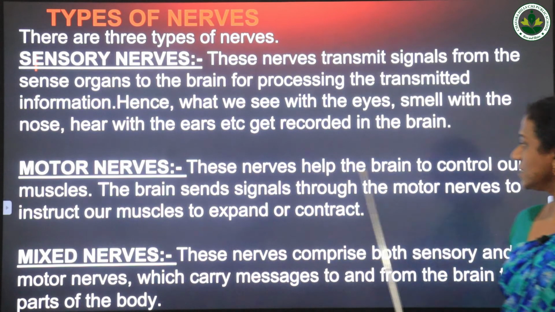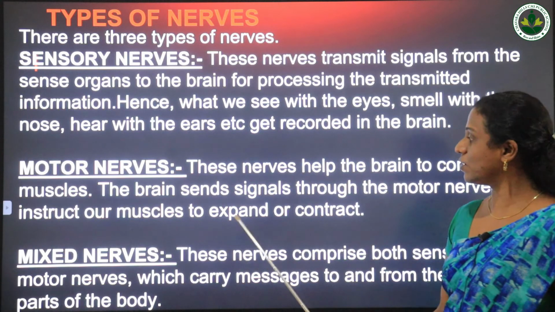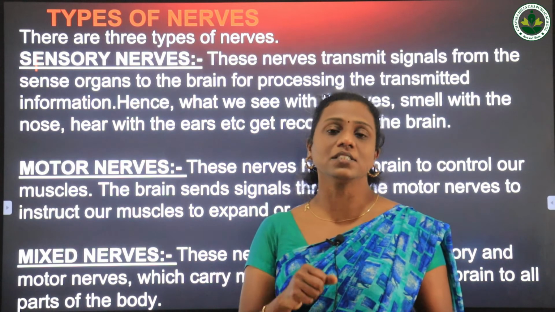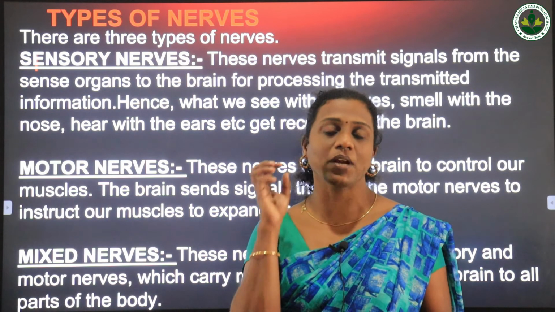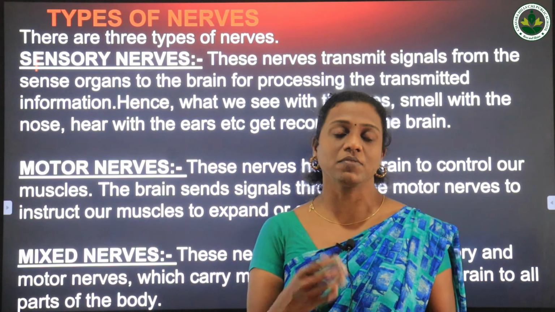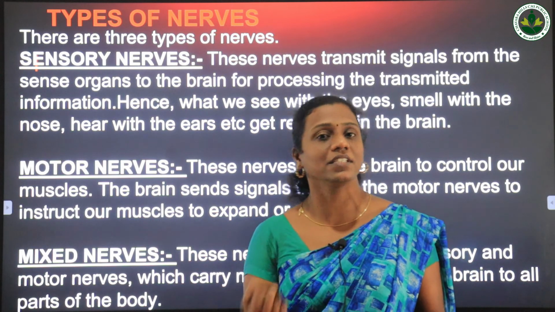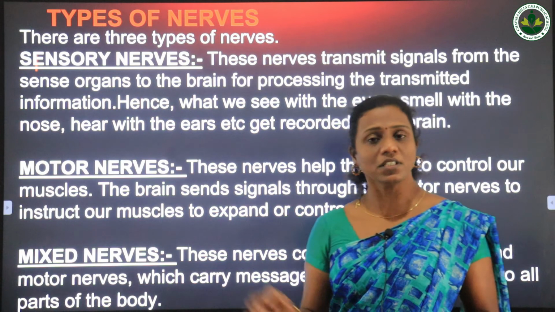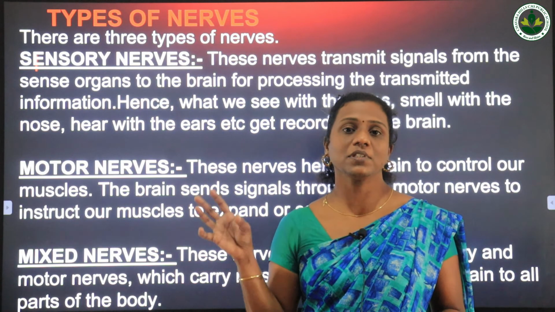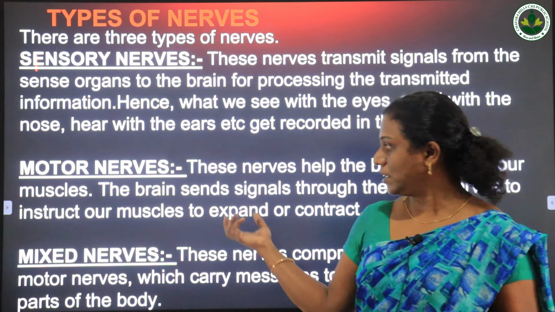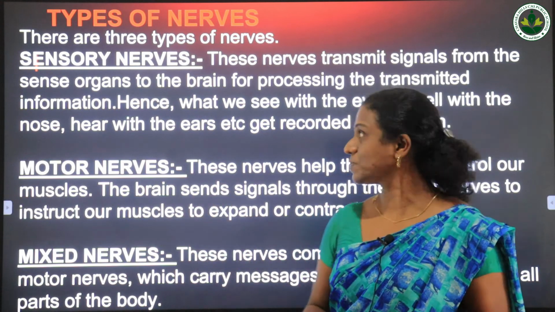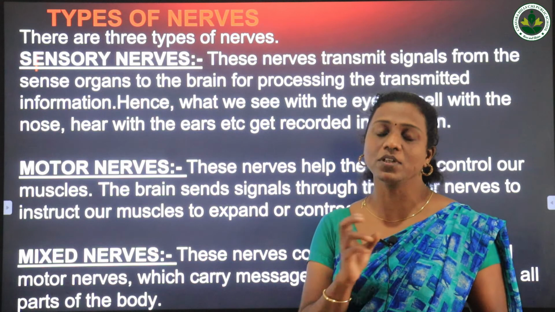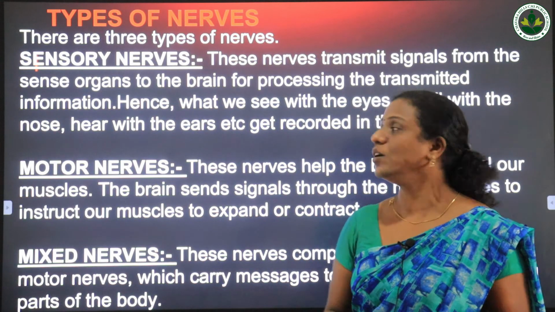The brain sends signals through the motor nerves to instruct our muscles to expand or contract. So, through these motor nerves, the brain is commanding the muscles whether they have to contract or whether they have to relax. And the last one is mixed nerves. As the name implies, these nerves consist of both sensory nerves and motor nerves. So, it consists of two kinds of nerves, sensory nerves and motor nerves.